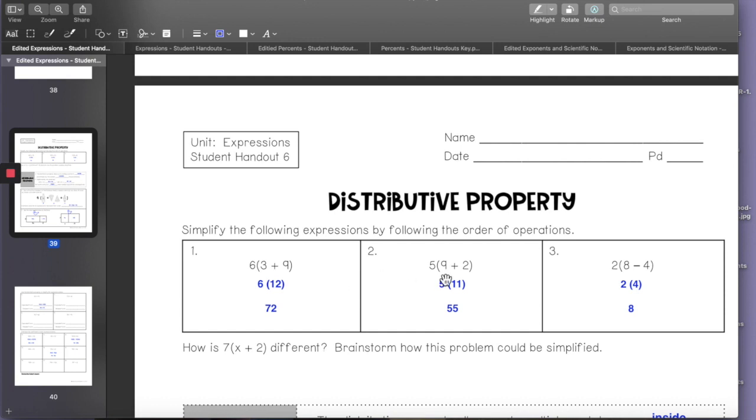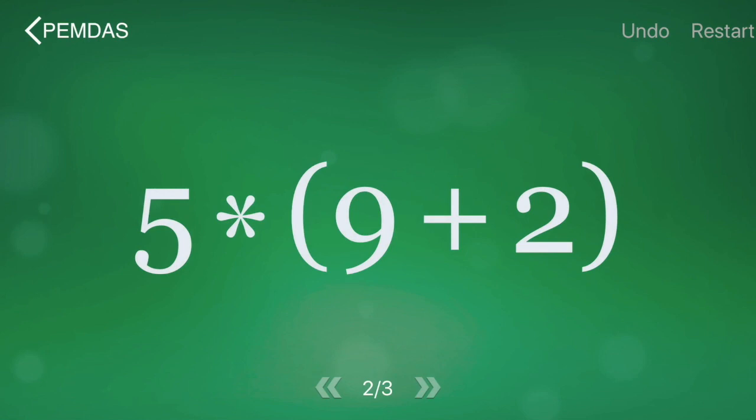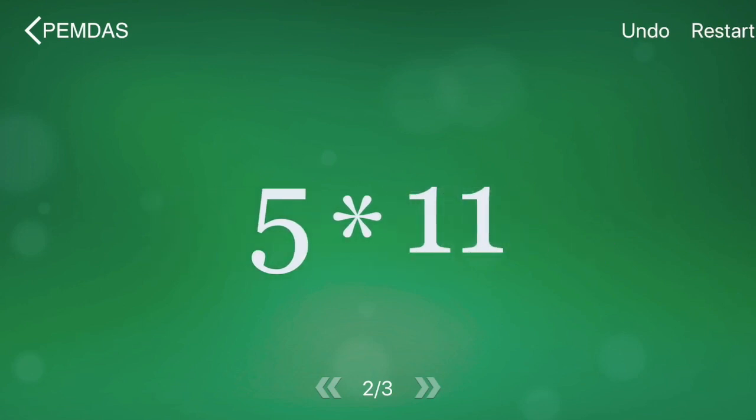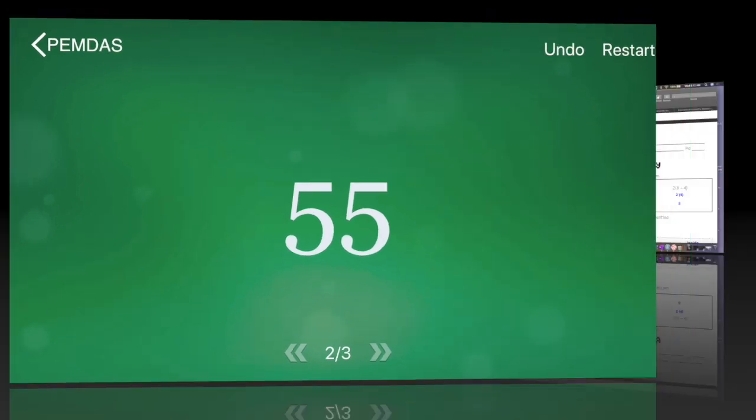For number 2, I have 5 being multiplied by the sum of 9 plus 2. So 9 plus 2 is 11. Multiplied by 5 is 55. Now, for the next problem on number 2, we had 9 plus 2 in parentheses and then multiplied by 5. So I could tap on the plus sign and then tap on the multiply sign. So I had 55.